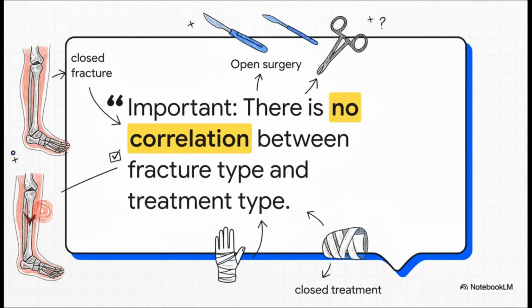Just because the diagnosis is a closed fracture, meaning the bone didn't break the skin, that does not mean it automatically gets closed treatment. A really nasty closed fracture might need full-blown open surgery. And on the flip side, an open fracture could sometimes be managed with closed treatment. What matters is what the surgeon's report says they did, not the initial type of fracture.